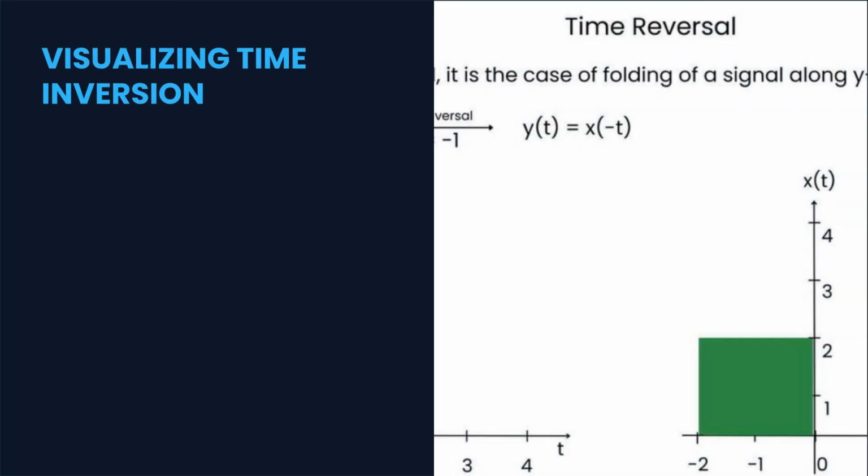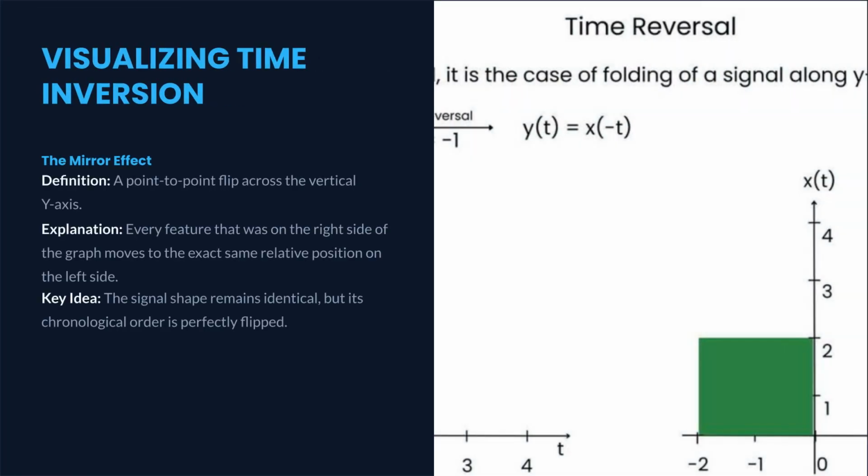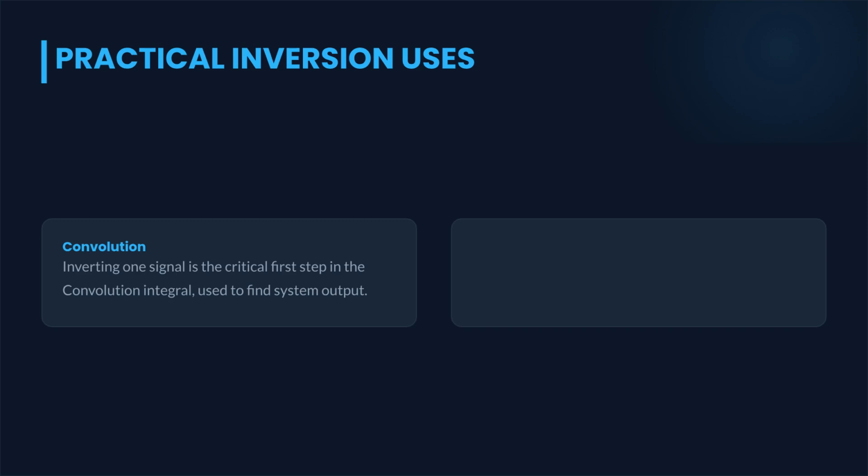Visualizing time inversion is like seeing a mirror effect across the vertical y-axis. Every feature on the right side of the graph moves to the exact same relative position on the left side. The signal's shape remains the same, but its chronological order is flipped. Practically, inversion is a critical first step in the convolution integral, which is used to determine a system's output. It's also used in system testing to analyze signal symmetry and determine if a system is time invariant or causal.